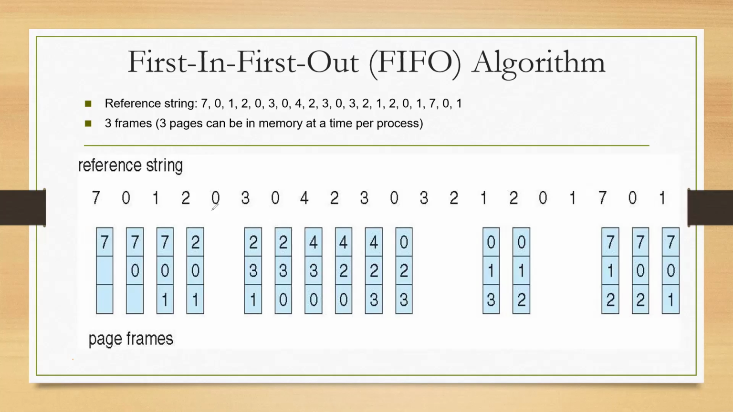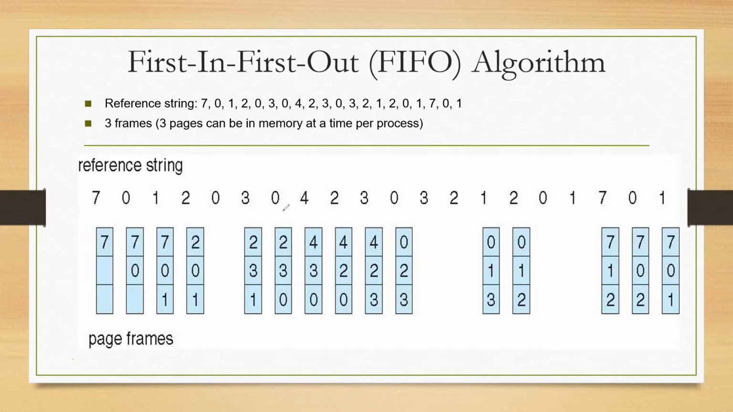The next is 0. 0 is already available. This is called a hit, so no need to refer. And the next one is 3. 3 is not available. So we remove one string from that page frame. Already 7 is removed. The next one inserted first is 0, so instead of 0, 3 will be replaced. So 2, 3, 1. This is also a page fault, and now the page fault count is 5.